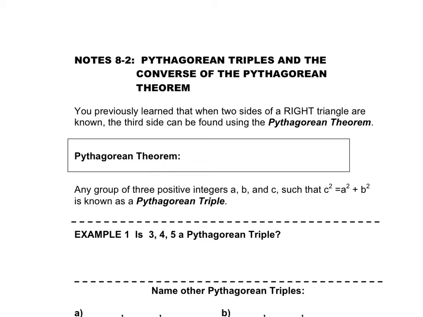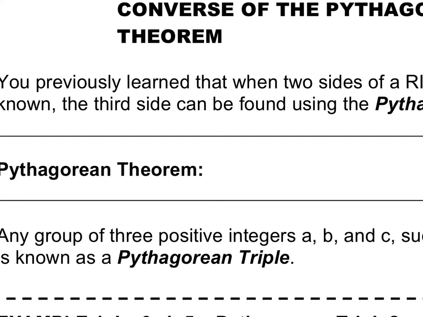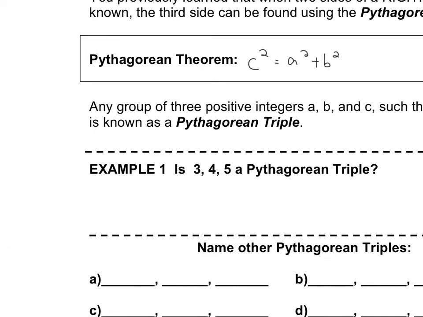It says previously learned, when two sides of a right triangle are known, the third side can be found using the Pythagorean theorem. I know we usually write that a squared plus b squared equals c squared, but the same thing would be c squared equals a squared plus b squared. Now, if you have any three positive integers, so any three whole numbers, where c squared equals a squared plus b squared, it's known as a Pythagorean triple. We got lots of answers the other day where c was a decimal. If all three end up being whole numbers, then you have a triple. And some of these can be memorized and actually save you time when you're working on these.